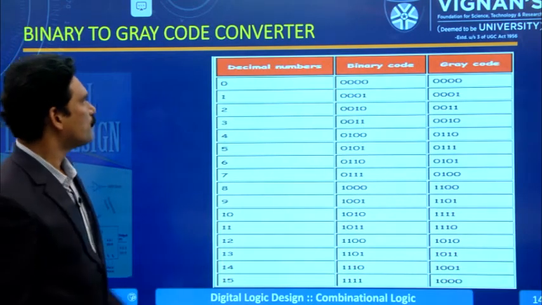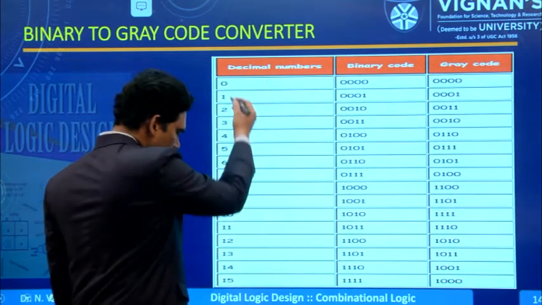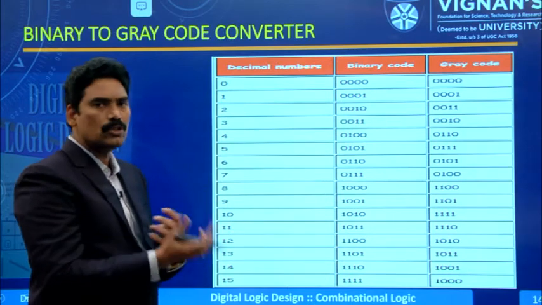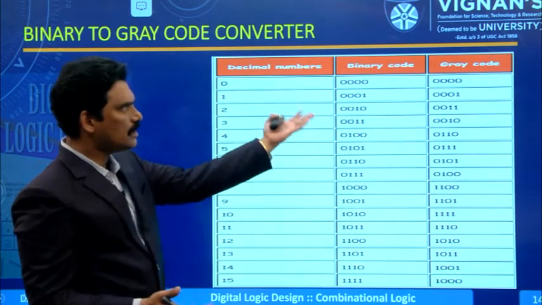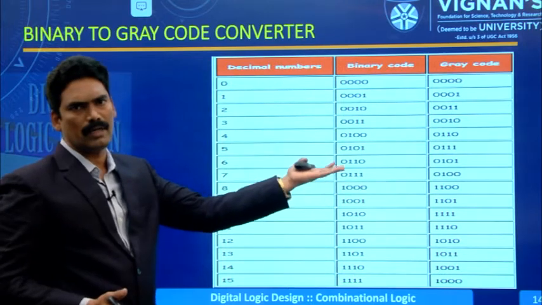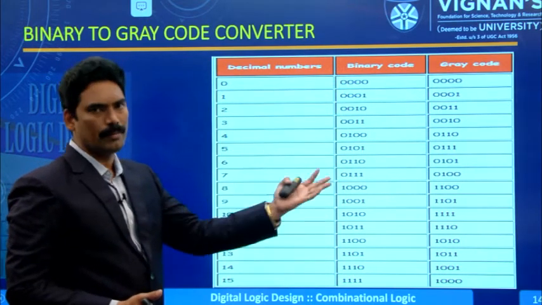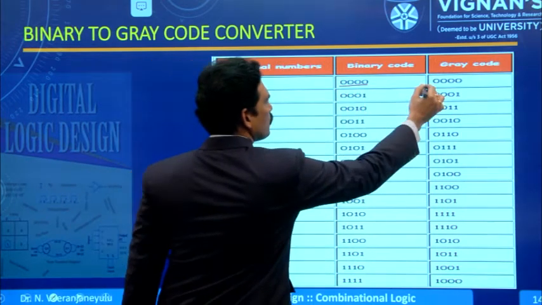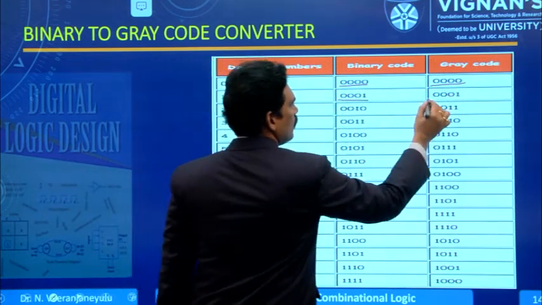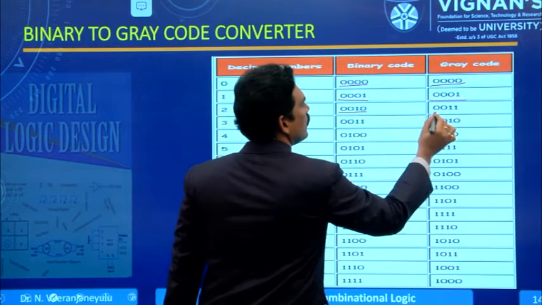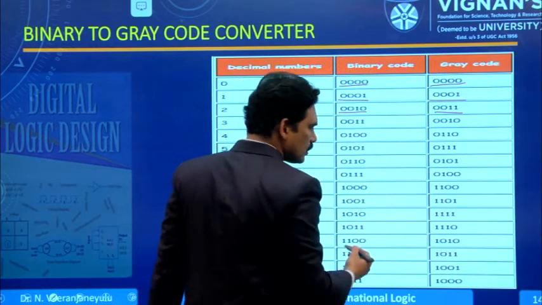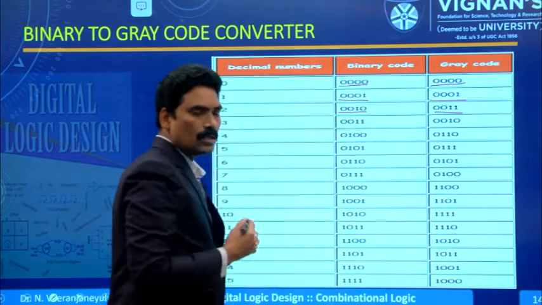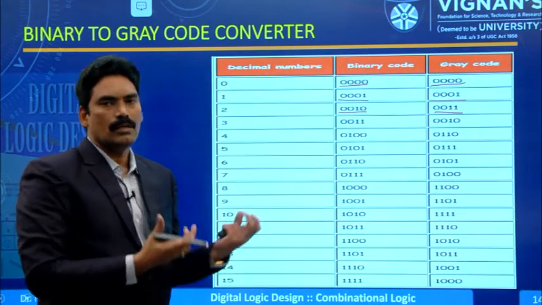Here these are the decimal numbers 0 to 15. Here there is no unused combinations. This is the binary code and the corresponding gray code is available. So, there are no unused combinations. Here this is 0 0 0 0, and the corresponding gray code is this one, no change. For this there is a change. Like this, this is the binary code and this is the gray code.